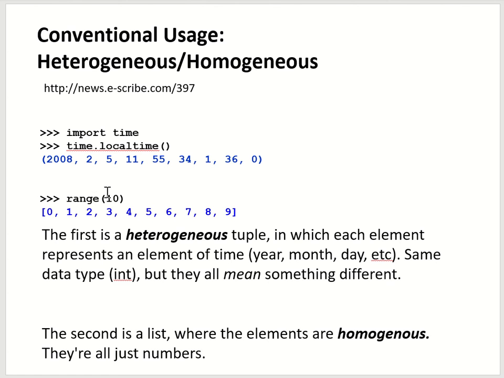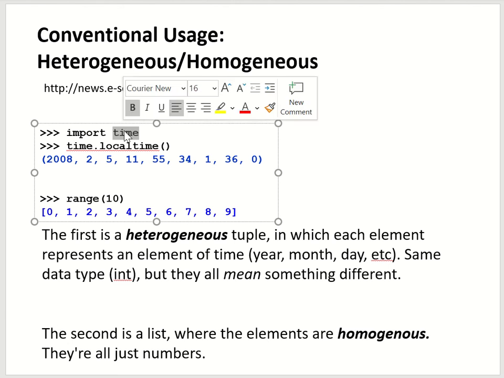So range 10 outputs a 10-item list of each integer starting at 0 up to but not including 10. So this is an example of a homogeneous sequence. They're all numbers, all the same type, have all the same meaning. And in Python, by convention, this kind of sequence is a list, even if you're not going to swap in and out something.